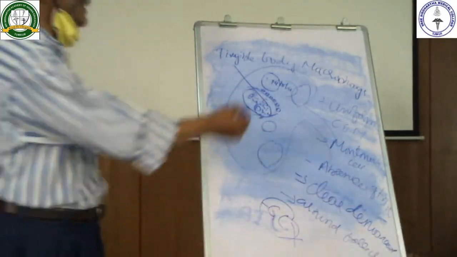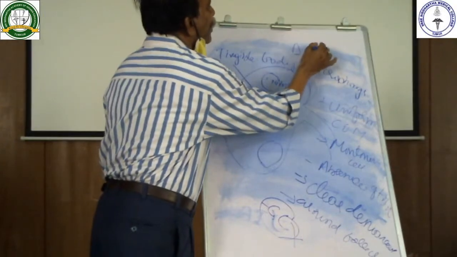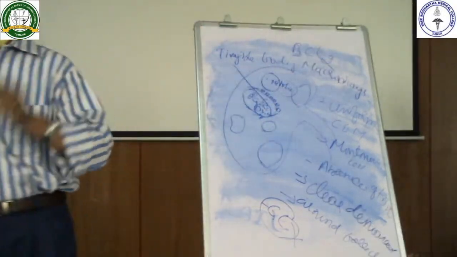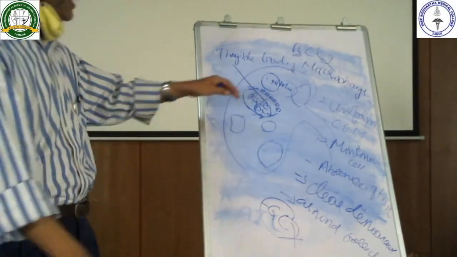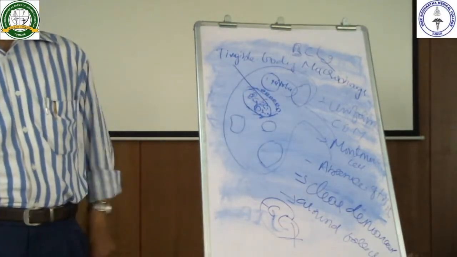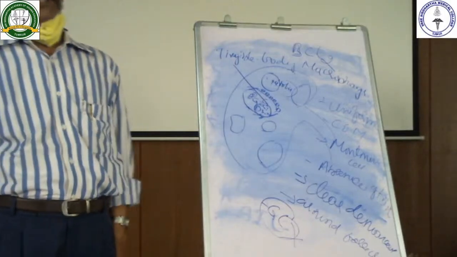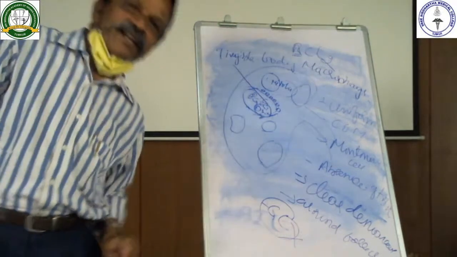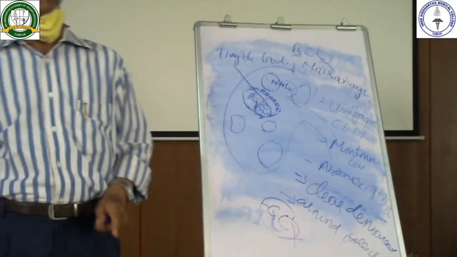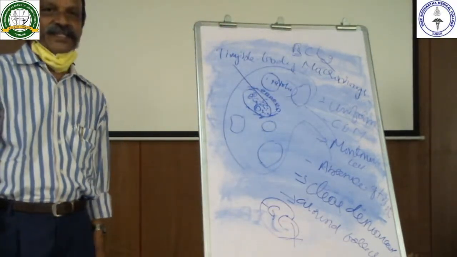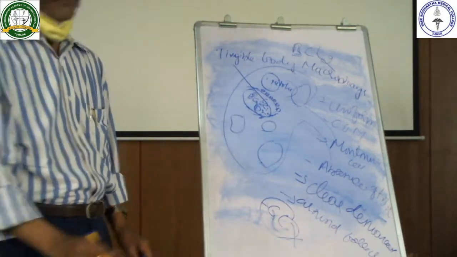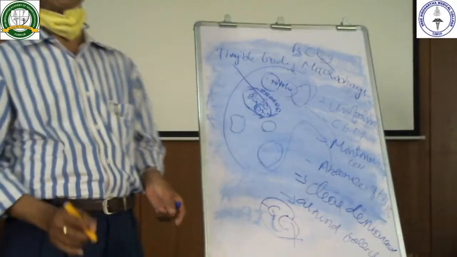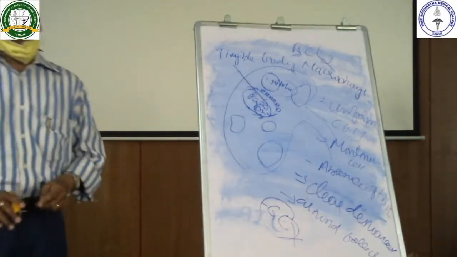And one more finding is BCL2. BCL2 is positive in follicular lymphoma, but not so in reactive follicular hyperplasia. This is how we differentiate follicular lymphoma from reactive follicular hyperplasia.